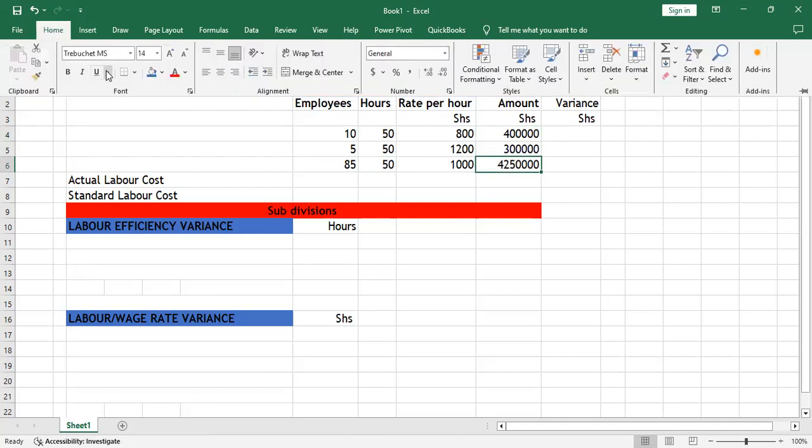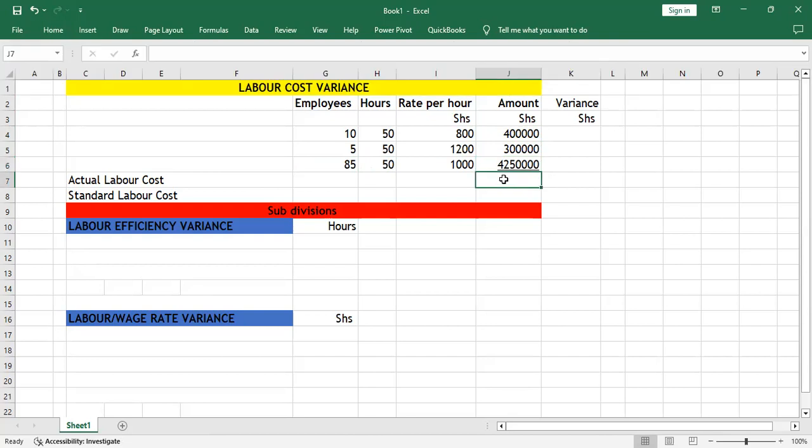So meaning that in total, the company incurred shillings how much? The company incurred total cost on labor of shillings 4,950,000. That was the actual labor cost incurred during a week. But now we have to find out what is the standard labor cost. What is the standard labor cost?